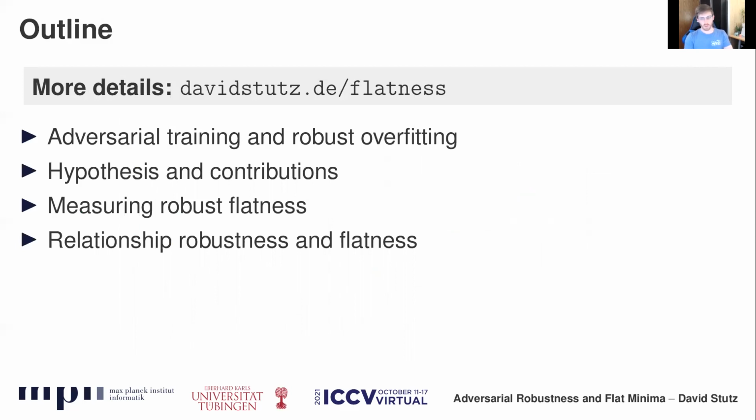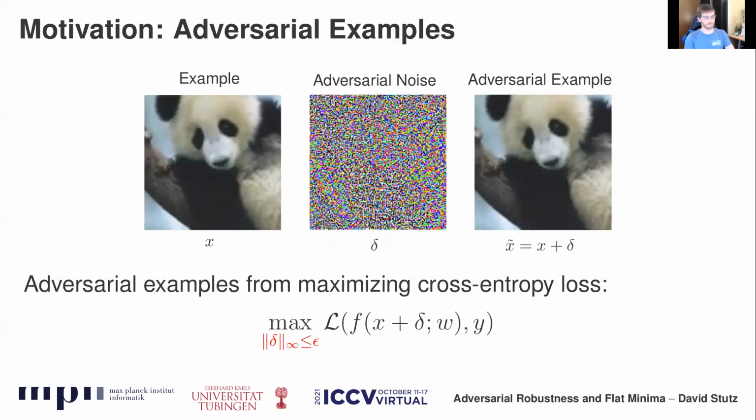More details can be found online in our paper, or just stick around for the remainder of the talk. The talk is structured as follows. I will briefly introduce adversarial training and the problem of robust overfitting. Then I will highlight our contributions and discuss our proposed flatness measure in detail. And afterwards, I will go through all of our experiments, showing a clear relationship between robustness and flatness.